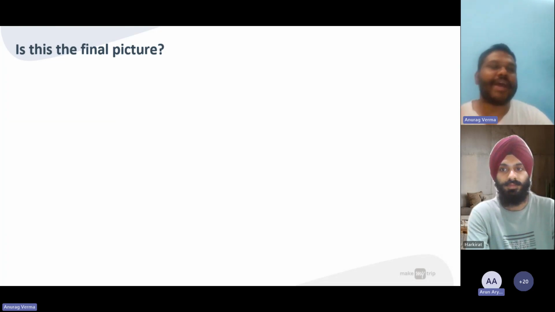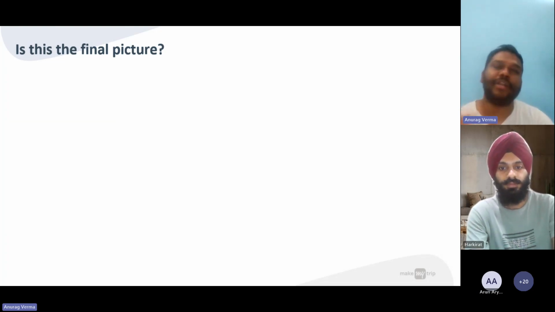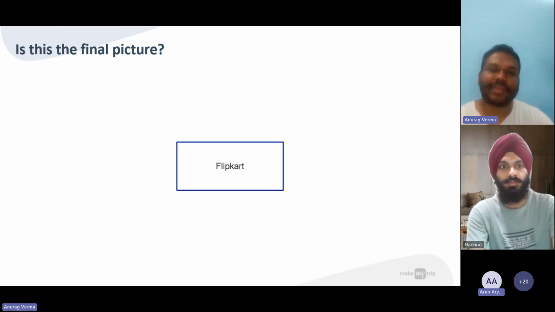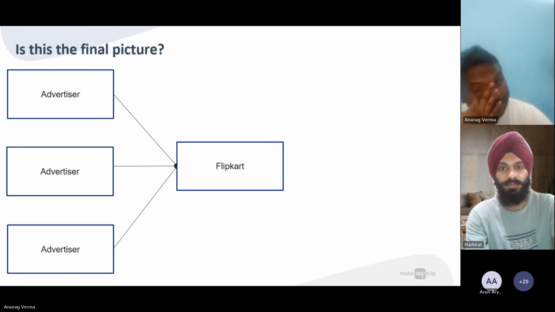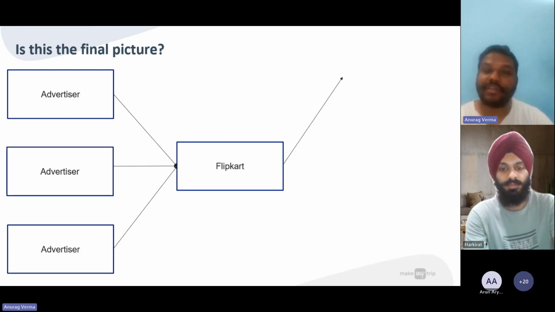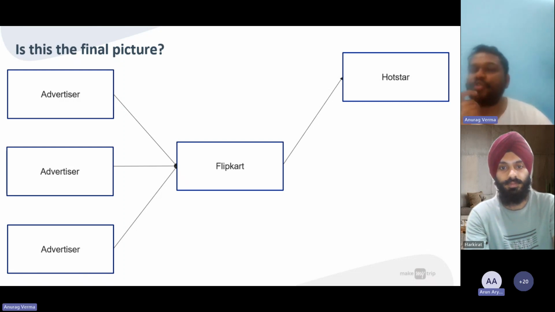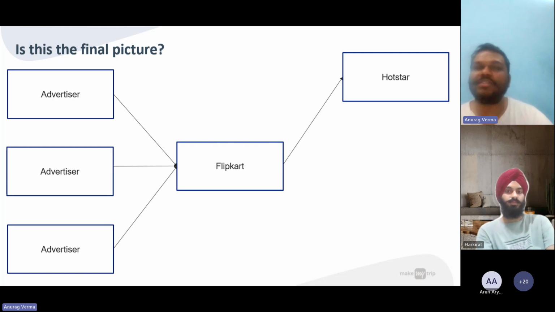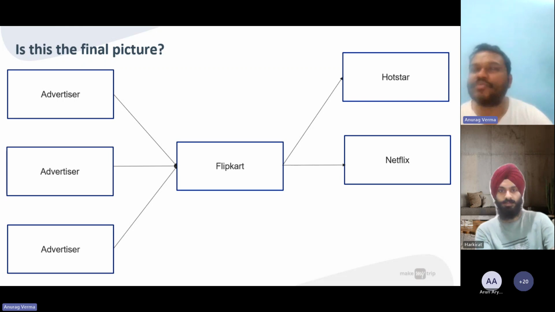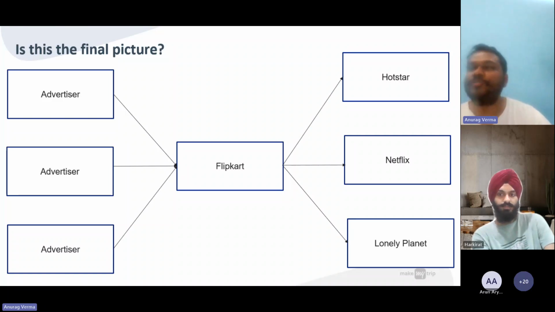So now you looked at this entire AdTech case study from Hotstar's perspective. Now let's try and see what Flipkart is trying to do. Flipkart is trying to onboard a lot of advertisers on its platform. What do you think Flipkart is trying to do? Flipkart partnered with Hotstar. Are we stopping Flipkart from partnering with others? No. Hotstar can onboard a lot of partners who can give access to advertising demand. Similarly, Flipkart can partner with Hotstar for supply, but also with Netflix, Lonely Planet and Sony Live for supply.